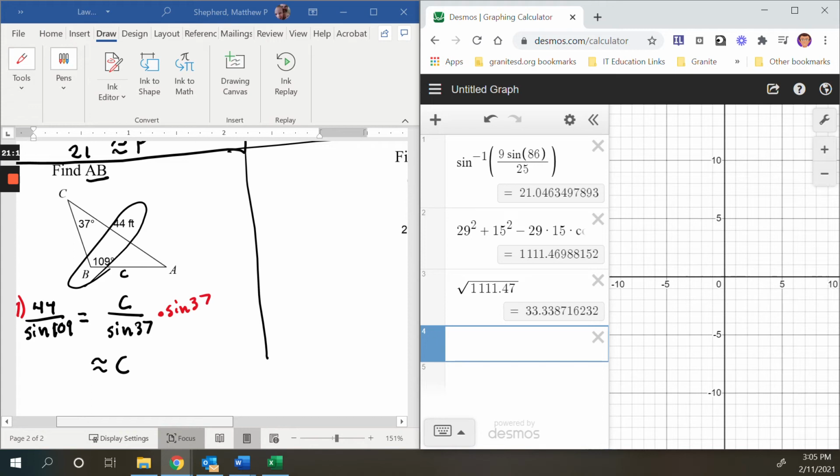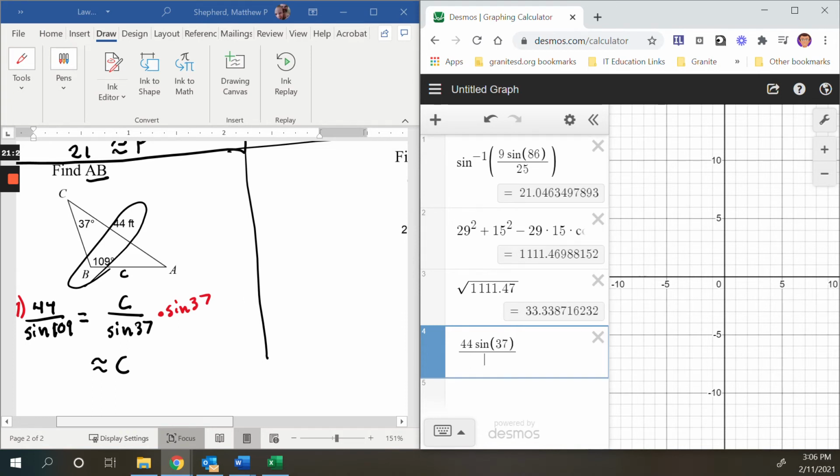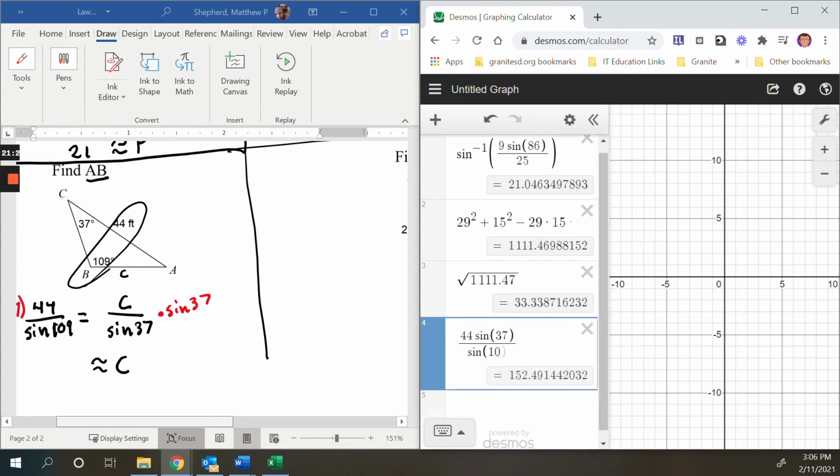So we're going to do 44 sine 37 all over sine of 109, which is approximately 28. Okay, so that's the length of AB that they were trying to get us to find.